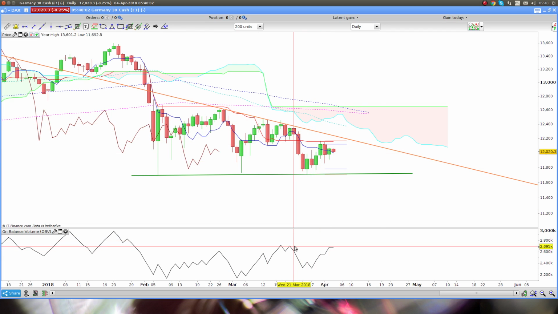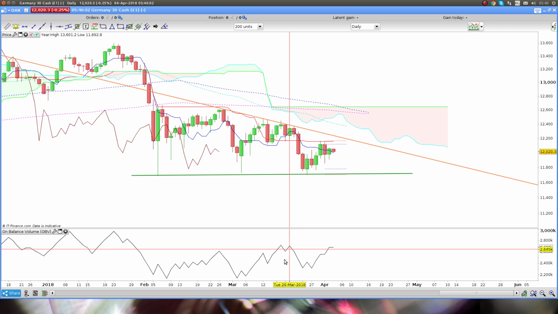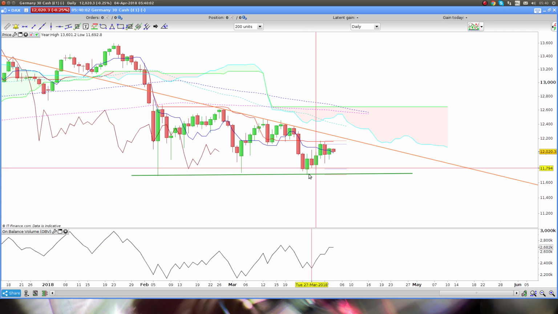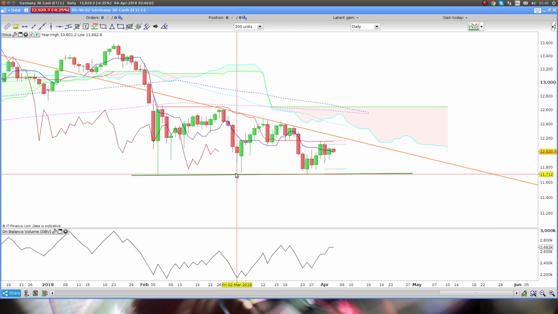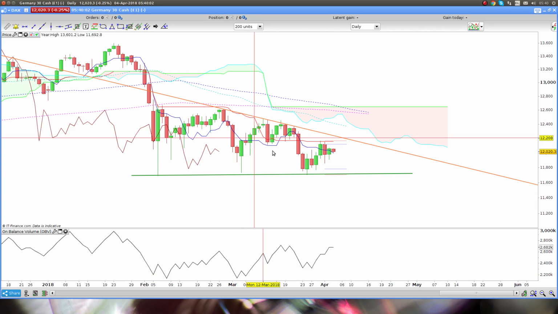On the daily, so not really any continuation divergences here. Nothing else really to write home about, apart from this divergence here for a move up, but we have started to move up.